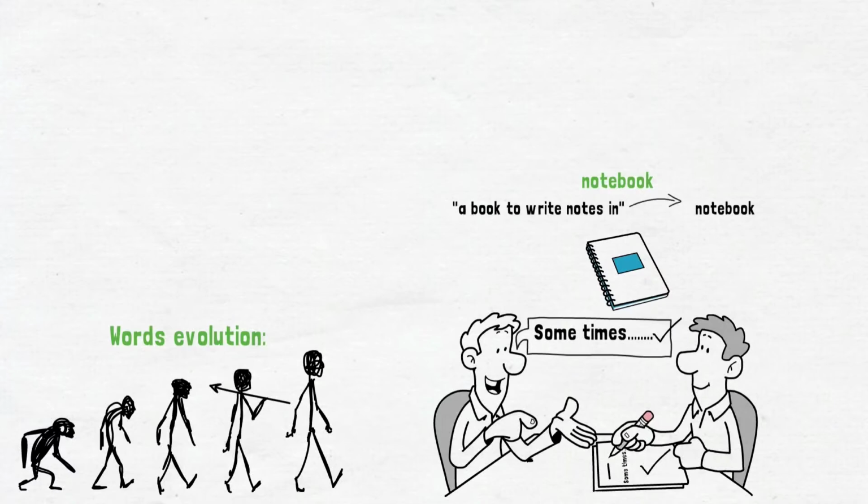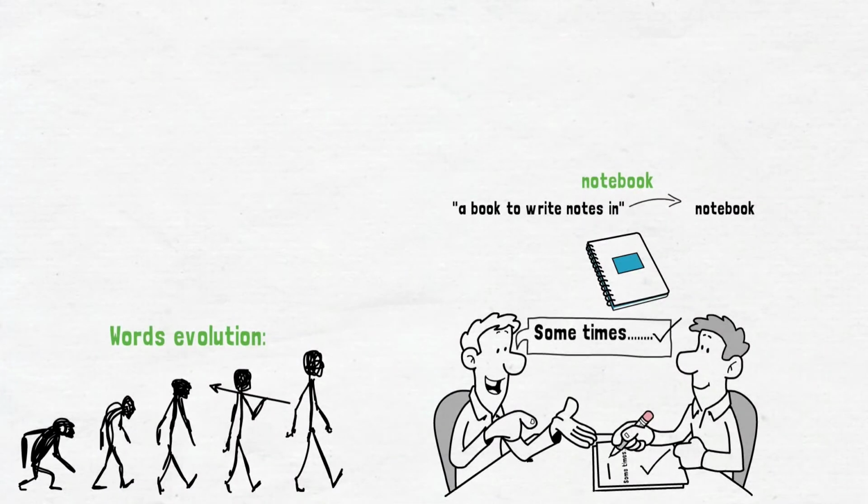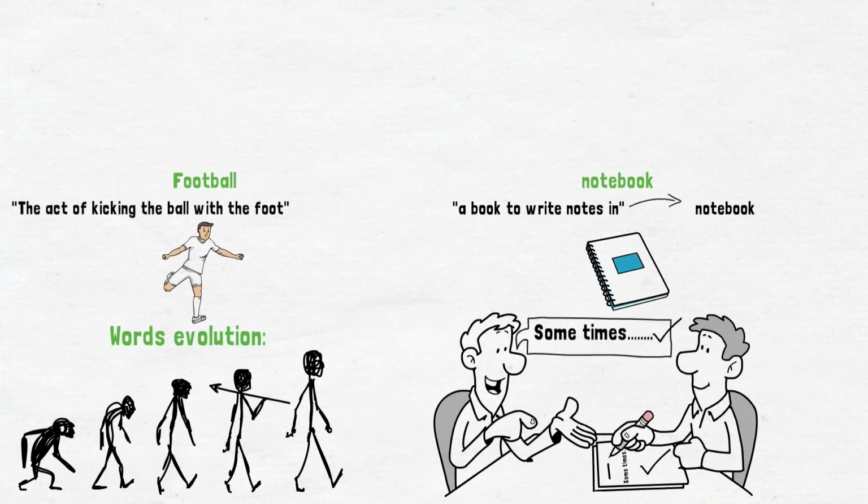However, sometimes compounds are produced as a result of a language gap. For example, the word football would have been coined out of necessity because the game would have lacked a name to begin with. The act of kicking the ball with the foot is thought to be the origin of this compound, which is a compound of foot and ball.